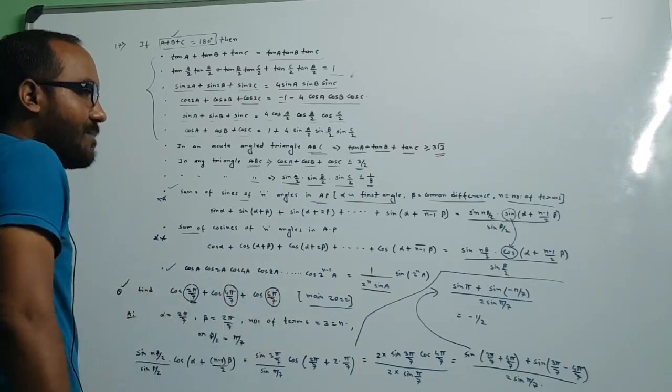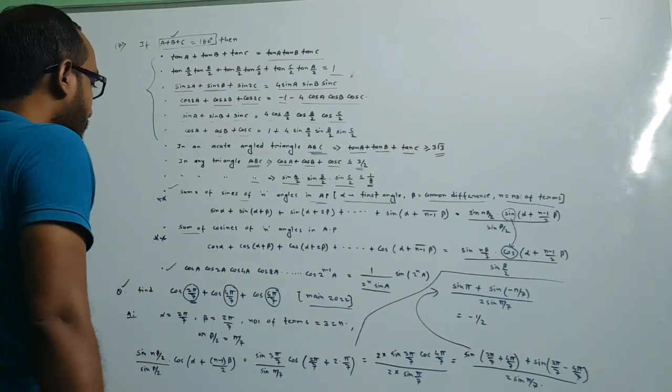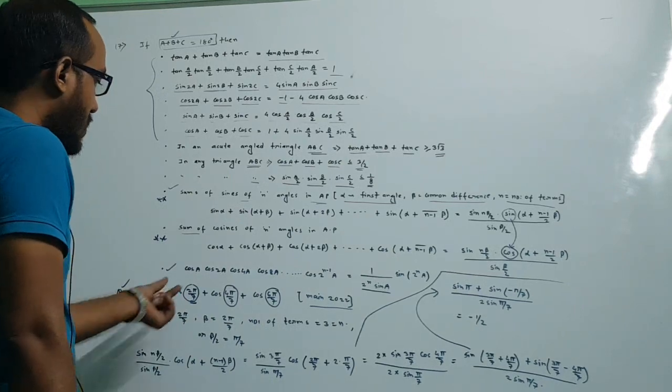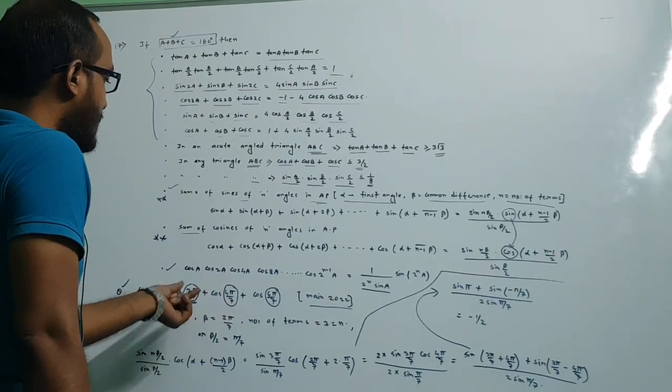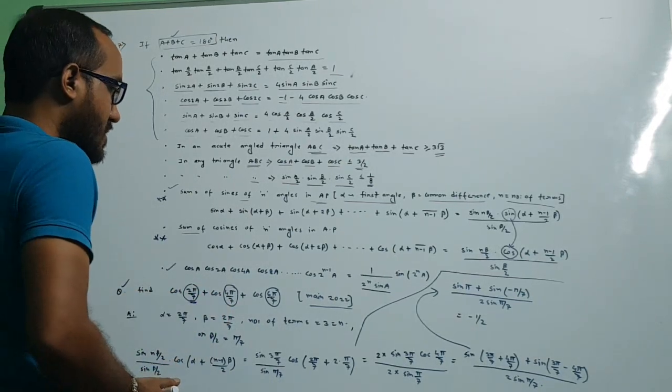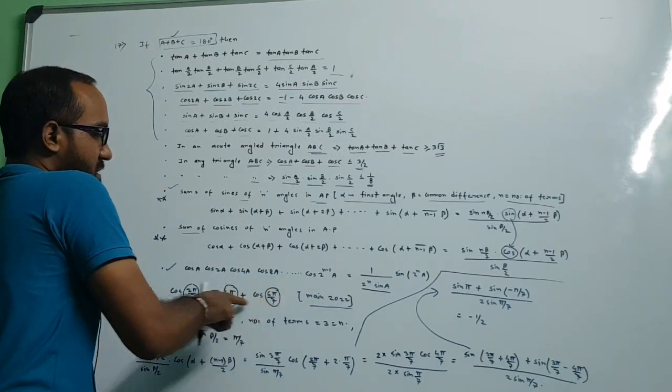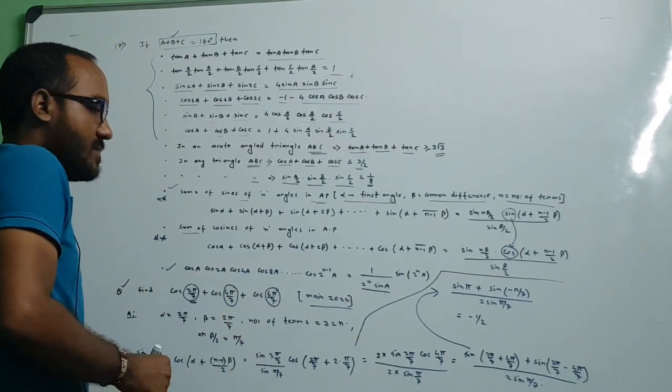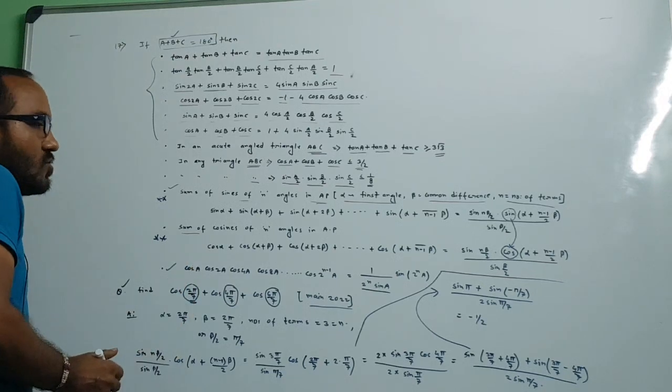See, the angles are in AP. The common difference is 2 pi by 7: 4 pi by 7 minus 2 pi by 7 is 2 pi by 7. Then again, 6 pi by 7 minus 4 pi by 7 is 2 pi by 7. So the common difference is 2 pi by 7.